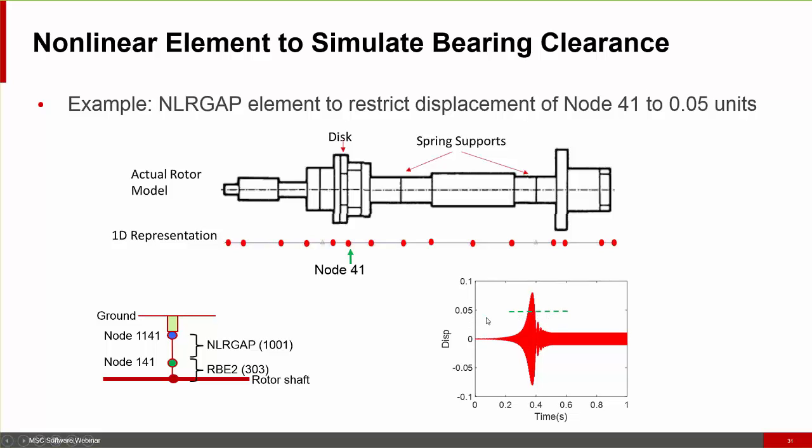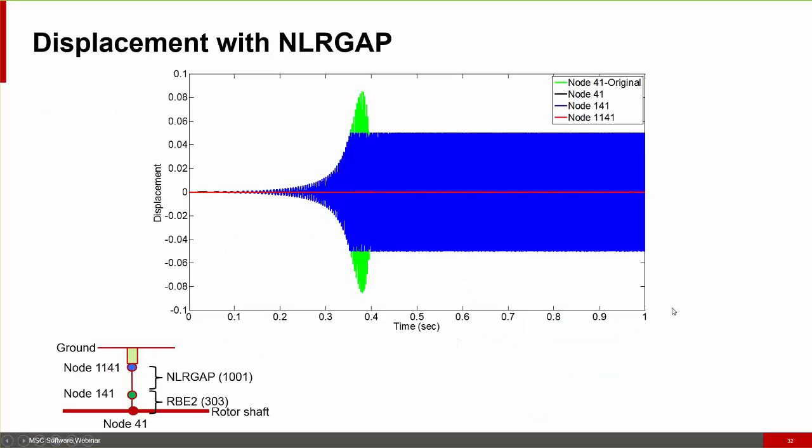off at 0.05 units. So you have the ability to express this with an NLRGAP element, and then can compare the responses, and then also, of course, look at what sort of forces would then be imposed on the rotor if you impose such a nonlinear gap, in essence, going from no resistance to full resistance at a specific displacement.